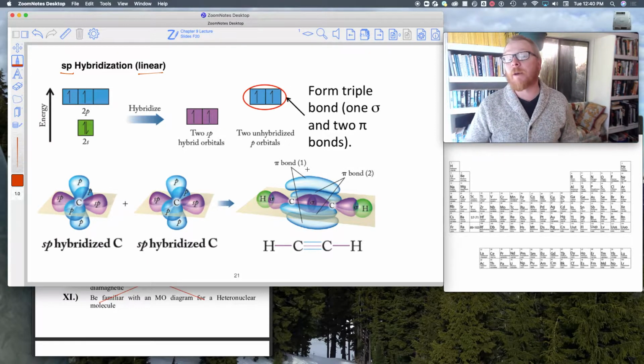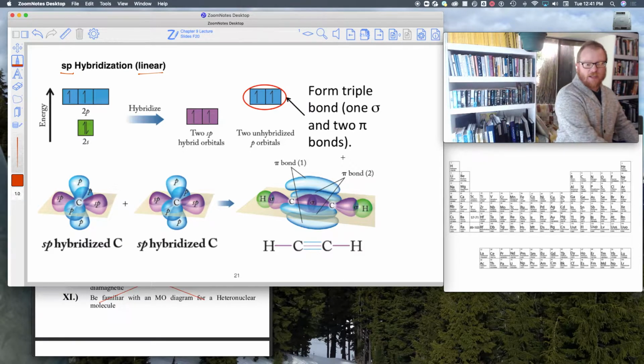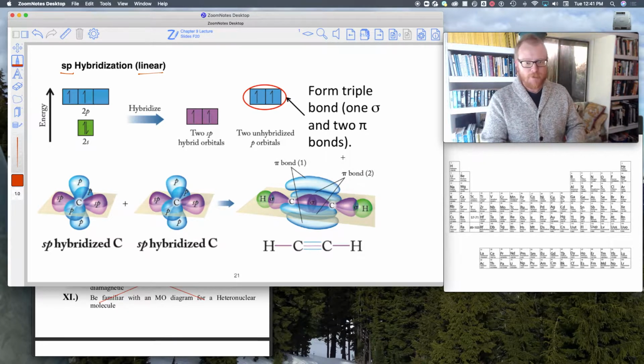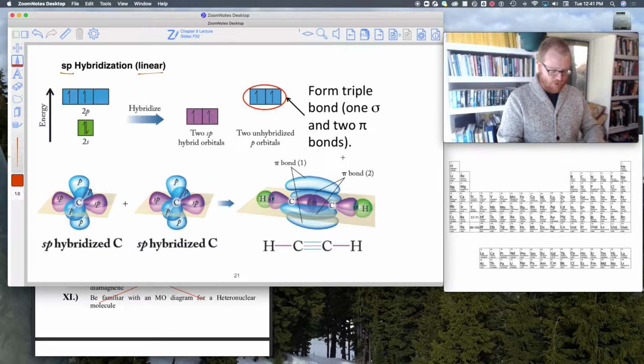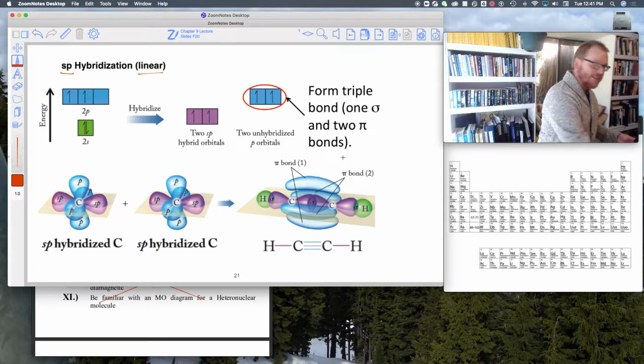And this is what will form a triple bond, which we recognize is 1 sigma and 2 pi bonds. But this is where this gets a little tricky. So let's make this molecule. The first thing I'm just going to show you are only my sigma bonds.